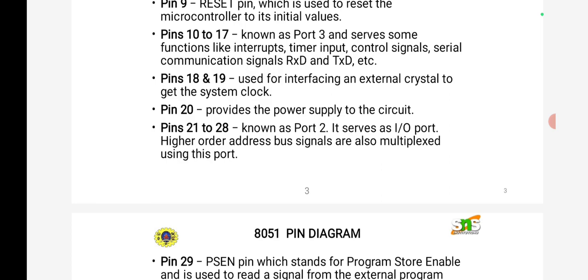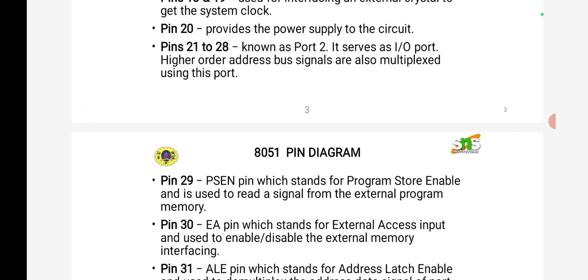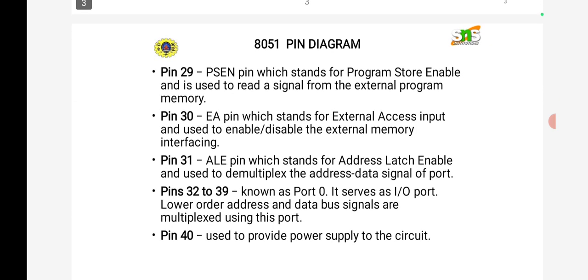Pin numbers 18 and 19, as already mentioned, are assigned for the crystal circuit, which generates the clock pulses. Pin number 20, we know, provides the power supply to the circuit. Pins 21 to 28 are assigned for port 2 and serve as an I/O port. Also, it acts as the higher order address bus signal, multiplexed using this port. Pin number 29 is PSEN, 30 is ALE and 31 is EA.